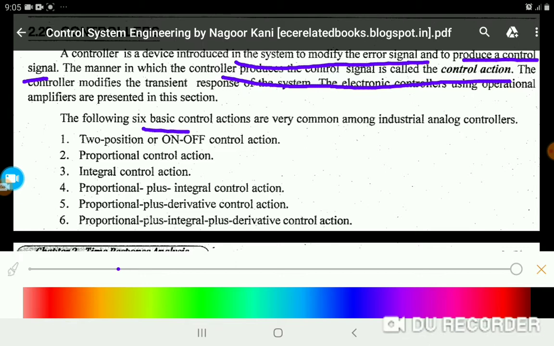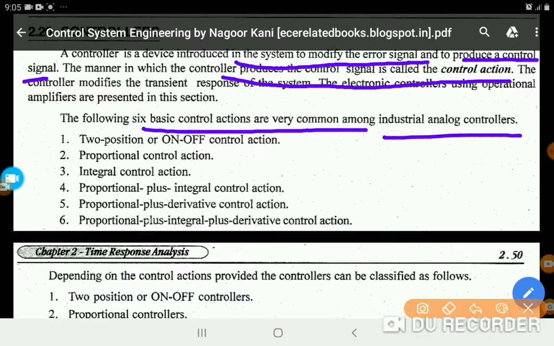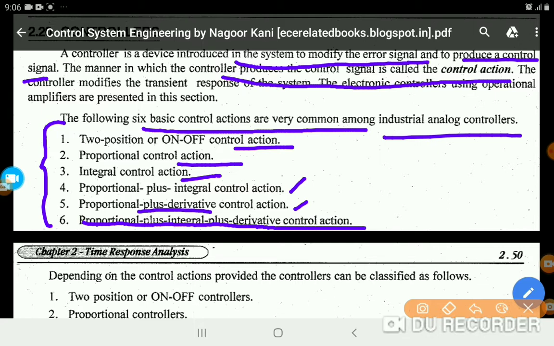This controller has 6 basic control actions. These are all very common in the industry and among analog controllers. They are: two position, meaning on-off control action, then proportional control action, integral control action, proportional plus integral control action, proportional plus derivative control action, and proportional plus integral plus derivative control action.